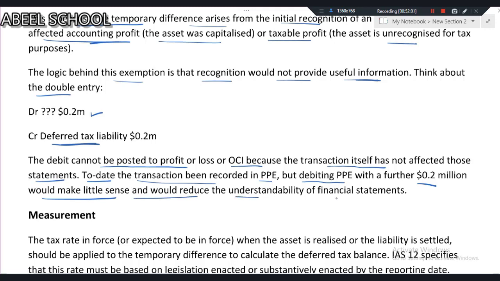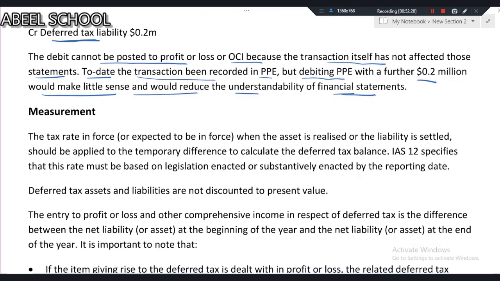It would make little sense and would reduce the understandability of the financial statements. The debit cannot be posted to P&L or OCI because the transaction itself has not affected those statements. To date, the transaction has been recorded in property, plant and equipment, but debiting property, plant and equipment with a further 0.2 million would make little sense and would not increase the understandability. So what is the point of then recording any further 0.2 in property, plant and equipment? That is why we say it is an exception and do not recognize any deferred tax liability because of that. Okay.